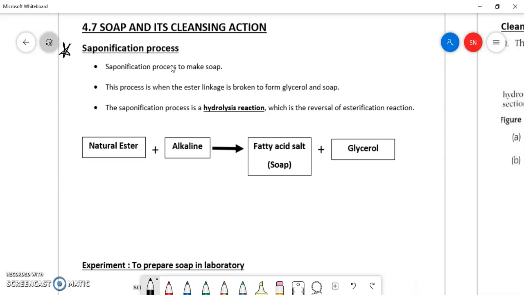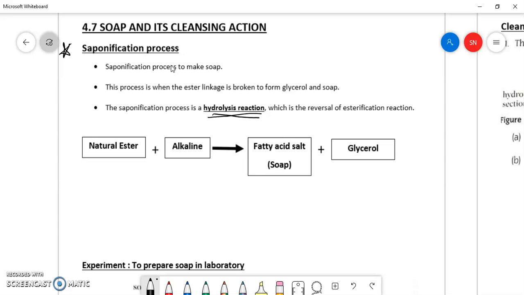Now, the saponification process is to make soap, and this process happens when the ester linkage, which we learned in our previous classes, is broken to form glycerol and soap. So the saponification process is also called the hydrolysis reaction. In some books you may see the word hydrolysis reaction. It is the same as the saponification process. Basically, in the saponification process, the reaction that occurs is a hydrolysis reaction.